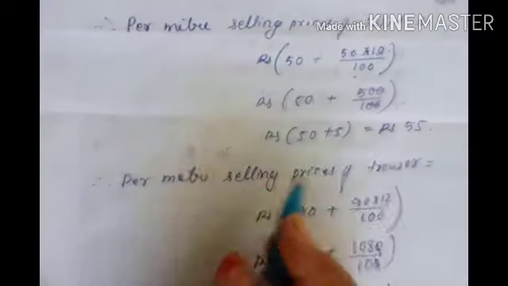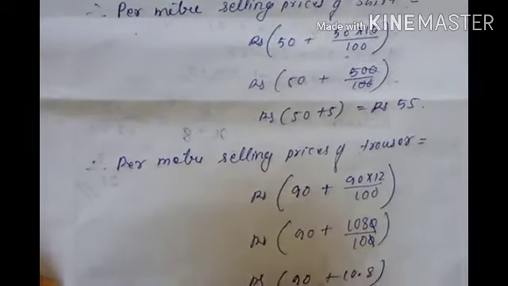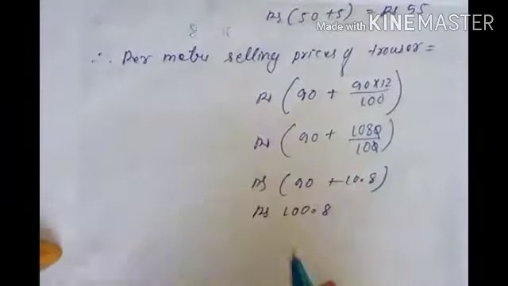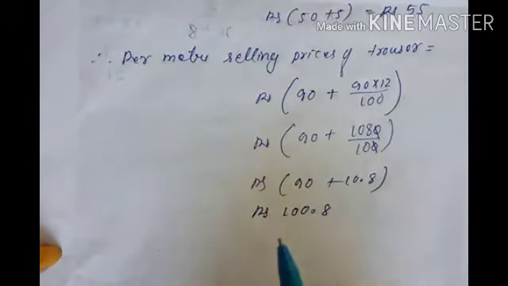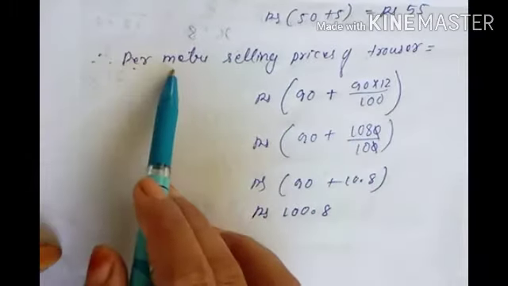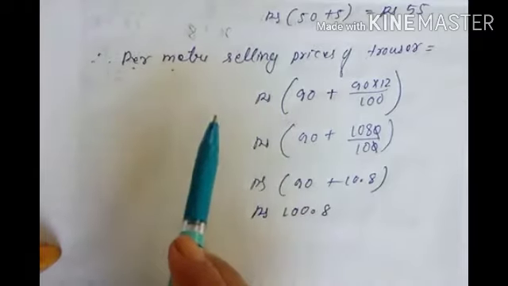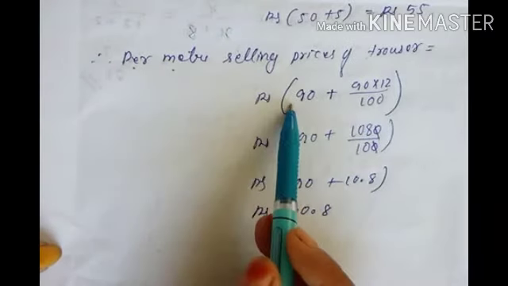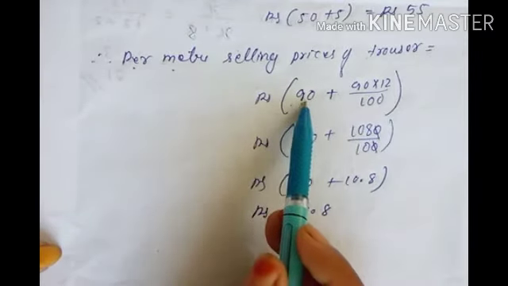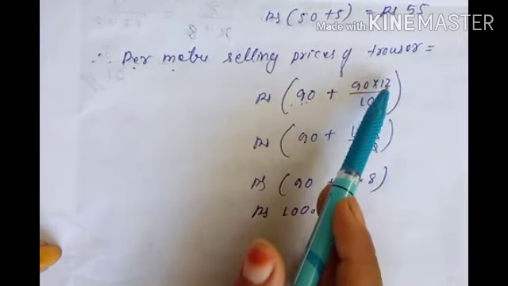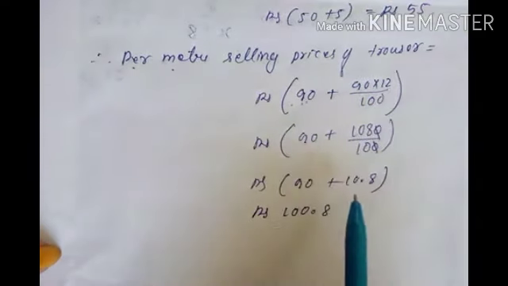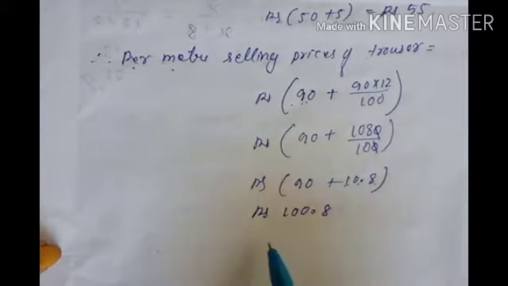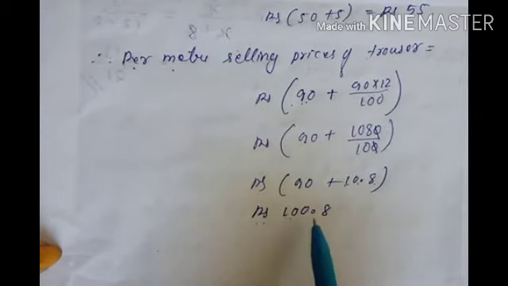So the selling price of trouser will be what, per meter? Okay, for 1 meter how much they are selling? They bought at rupees 90, but they are selling at a profit of 12%. So 12% of 90 will be how much? 10.8. So the total selling price for 1 meter trouser is 100.8 rupees.